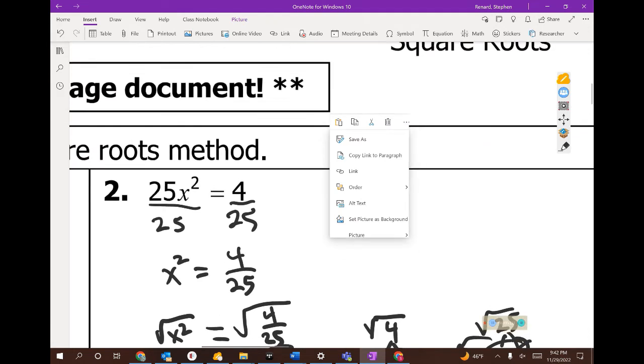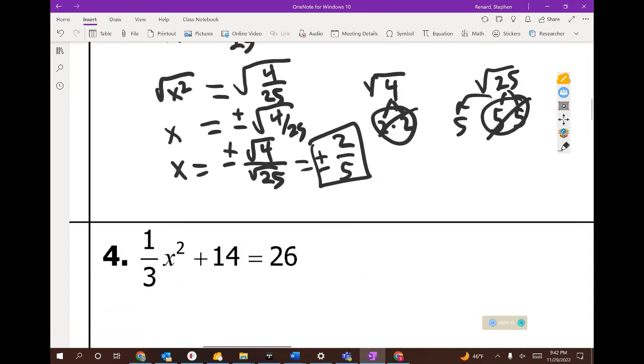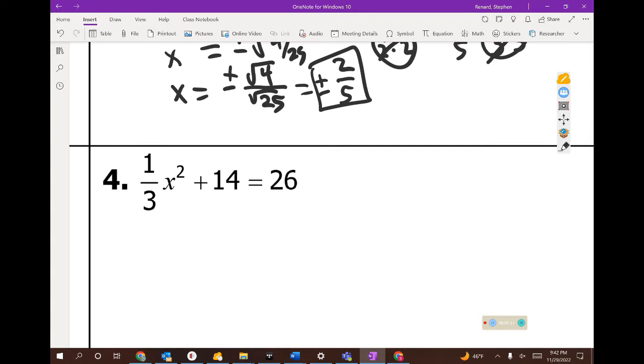If you wanted to, you could go back in there. 25 times 2/5 squared, 4/25. That cancels out. We get 4. So you can always go back and check your work. So let's move on to number 4. Ooh, yay! A fraction. Really doesn't make that big of a difference, as you'll see.